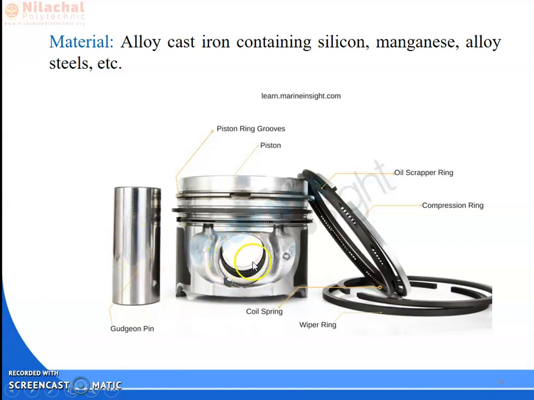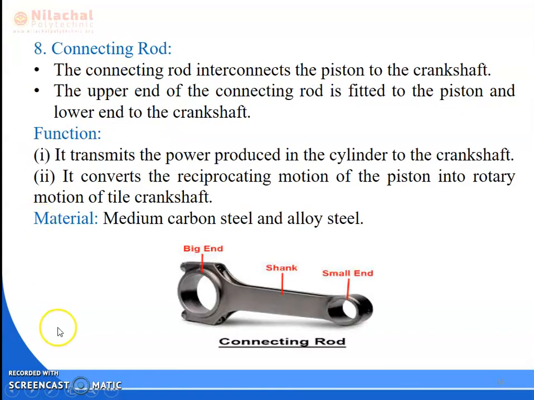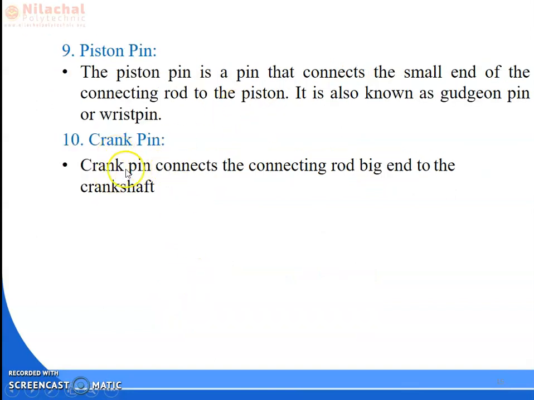So this is the hole where the connecting rod small end will be connected to the gudgeon pin. This is also known as the piston pin or wrist pin. What is the crank pin? The connecting rod big end is connected to the crankshaft by which pin? The crank pin.